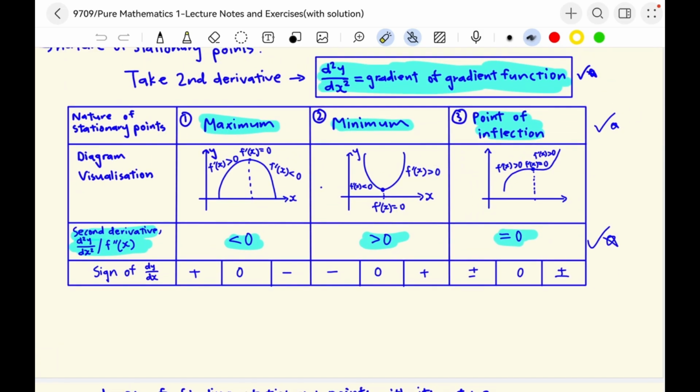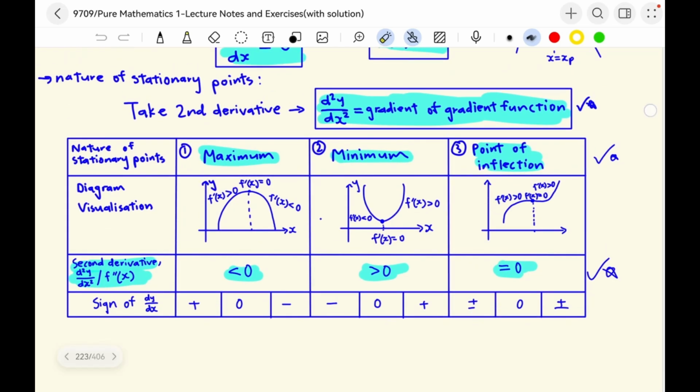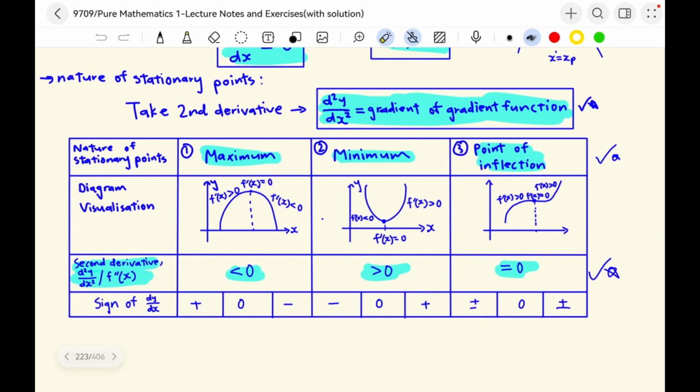Unless your second derivative still gives 0, it is a point of inflection, which means that the pattern of f(x) doesn't change for any x coordinate it goes through. For each x coordinate it has gone through, right? It went through, sorry.